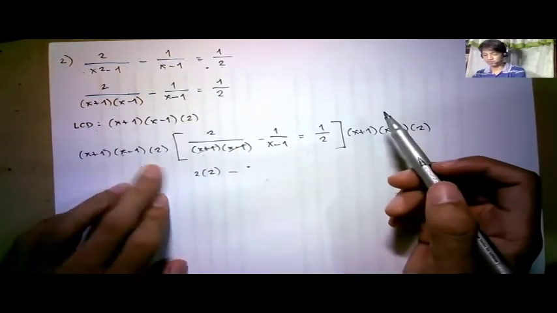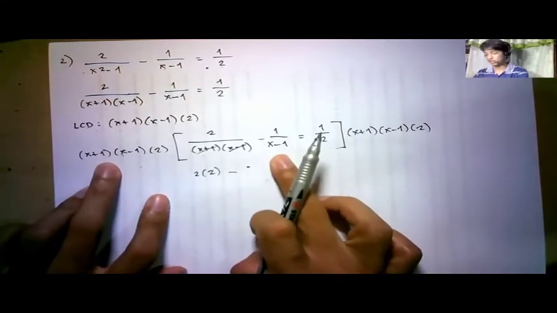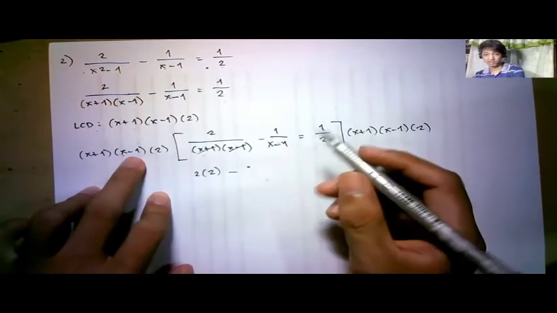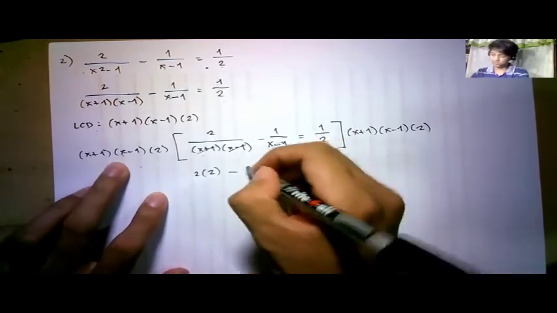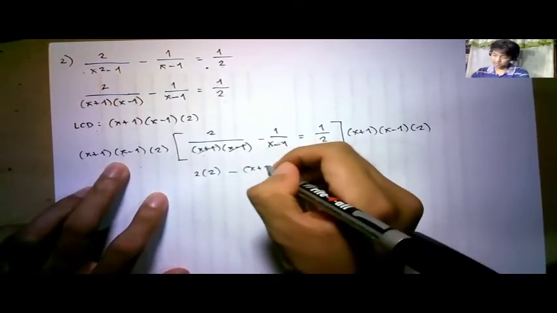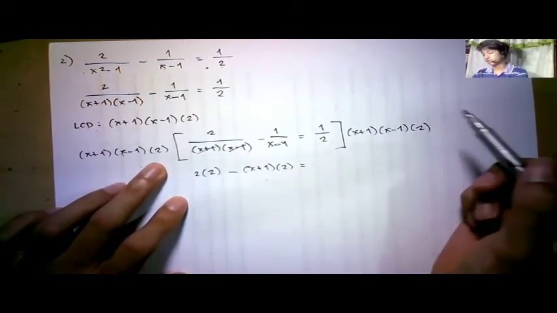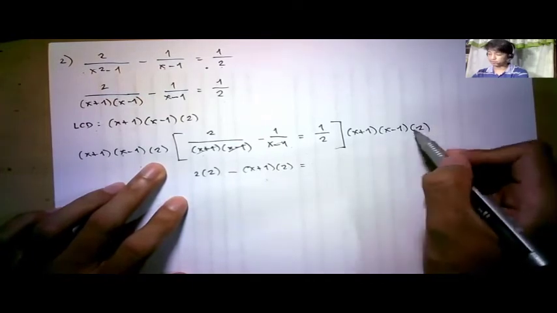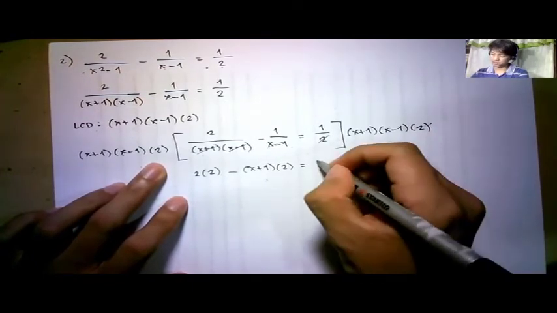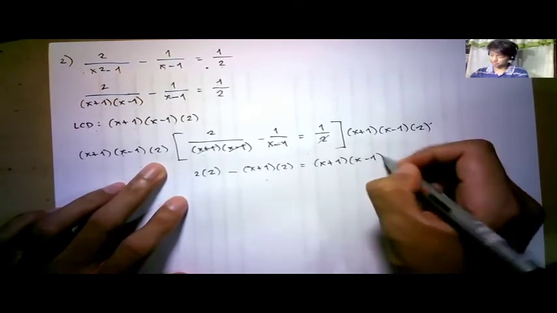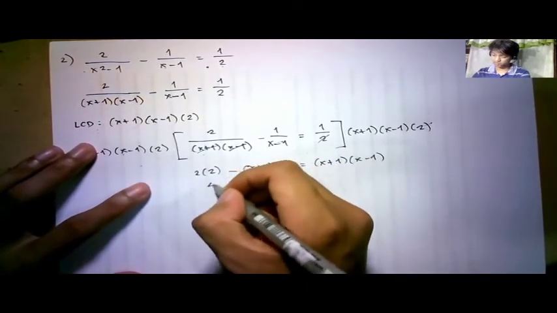So distribute, again, multiply LCD to negative 1 over x minus 1. We can cancel out x minus 1 and x minus 1 here. That will give you the quantity x plus 1 and then times 2 is equal to. Here we can cancel out 2 and 2. So the remaining terms are x plus 1 and x minus 1. And then we evaluate them. So 2 times 2 is 4. Then minus.